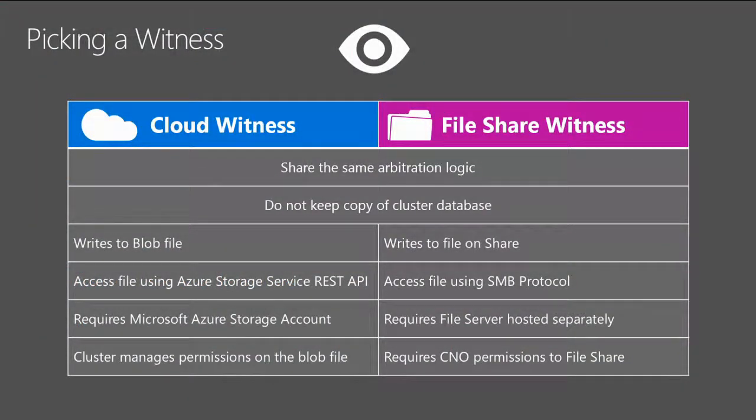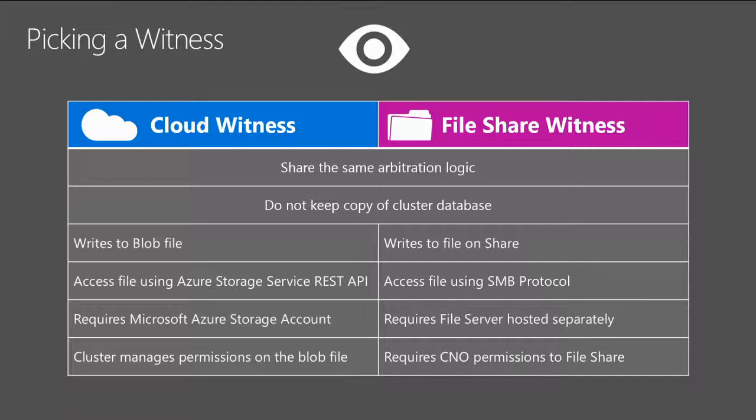So let's talk a little bit about picking a witness. Which one should I go with? Cloud witness or file share witness? They both use the same arbitration logic, and they don't actually keep a copy of the cluster database. And with cloud witness, there's no information about your cluster. There's no private information. It is nothing more than a sequence number which is being stored in Azure.